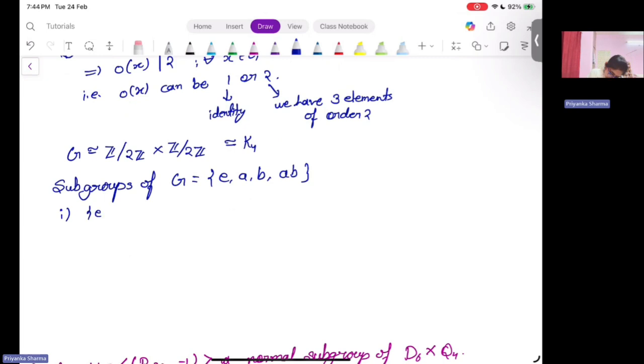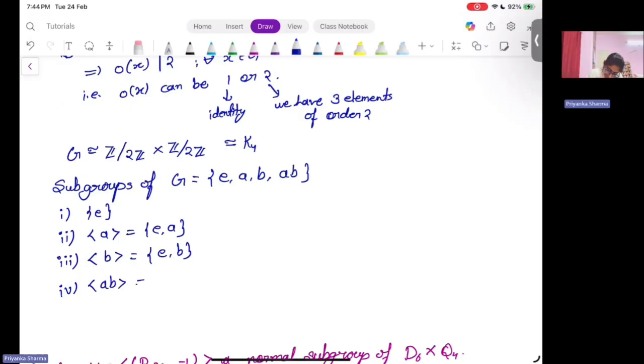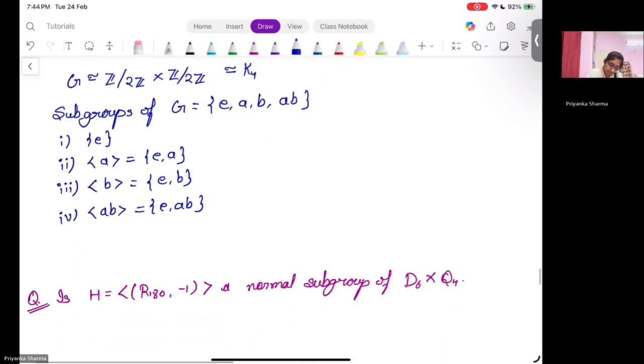So the first subgroup is the identity one. Secondly, the subgroup generated by A, that is identity and A. Now we have two more elements of order 2, that is B, which gives identity and B, and lastly the subgroup generated by AB, which is identity and AB.